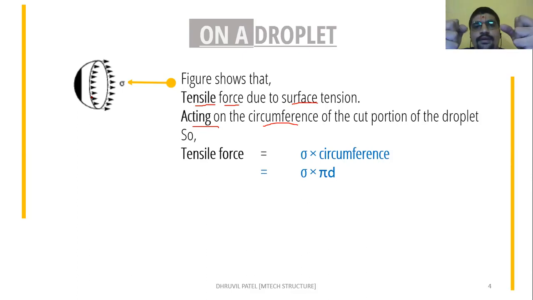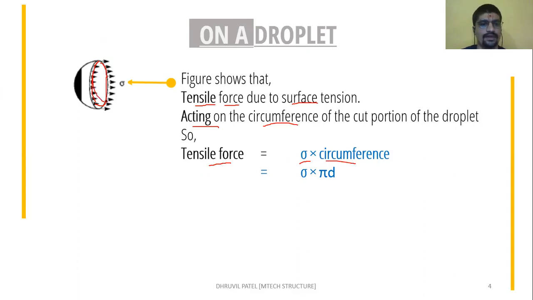When we pull two materials like this, the tensile force will be acting on that. Tensile force is due to surface tension acting on the circumference of the cut portion of the droplet. This is the cut portion, and here the tensile force will be acting. So tensile force is equal to surface tension into circumference.